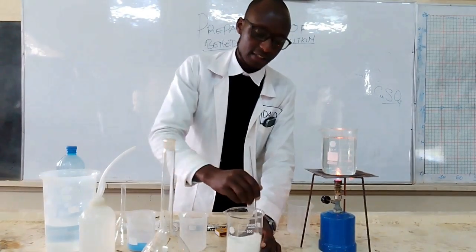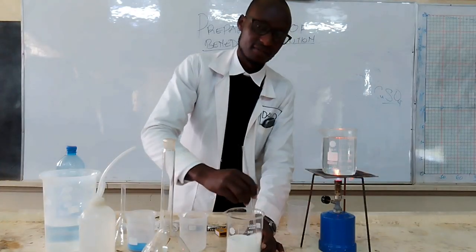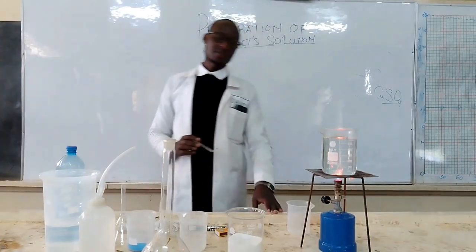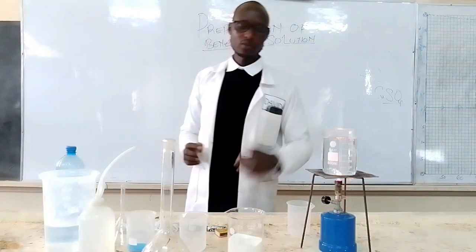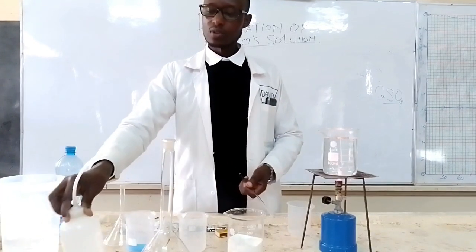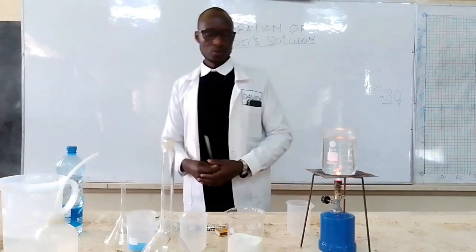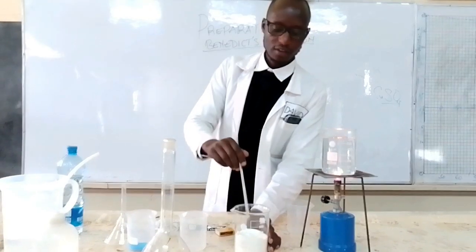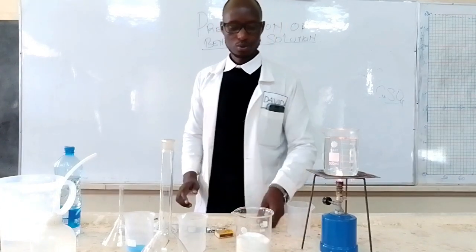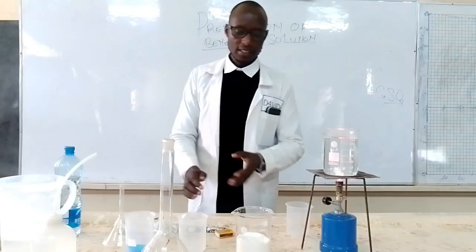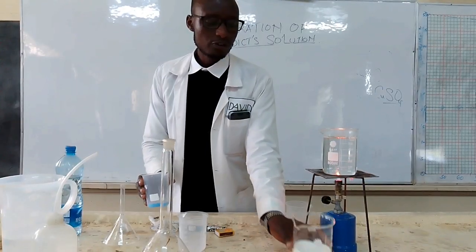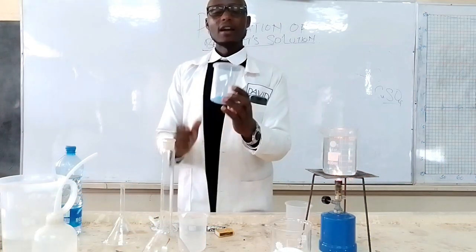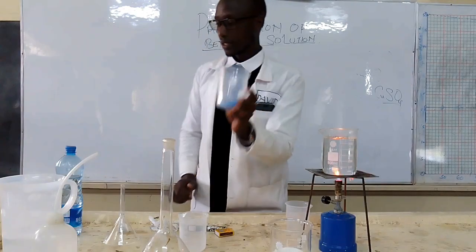So we are going to measure using a measuring cylinder around 500 ml of distilled water. This is the hot water that we are going to use. We are going to use the measuring cylinder to measure 500 cubic centimeters of distilled water. I will make a solution of a mixture of sodium citrate and sodium carbonate, and I'll also make a separate solution of copper 2 sulfate.